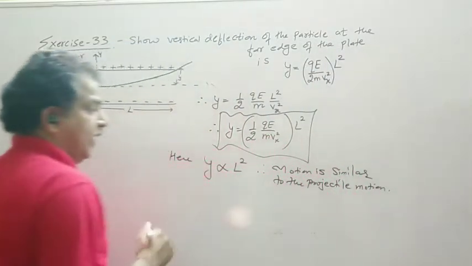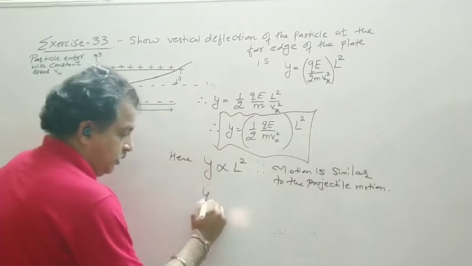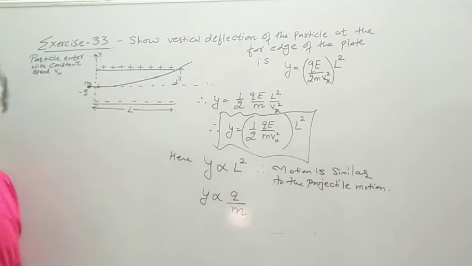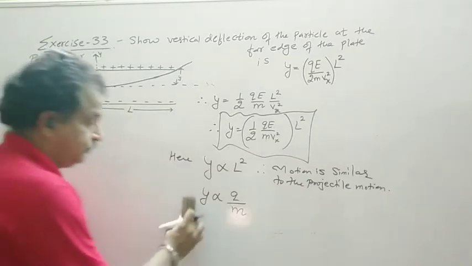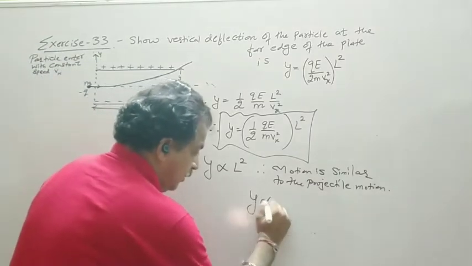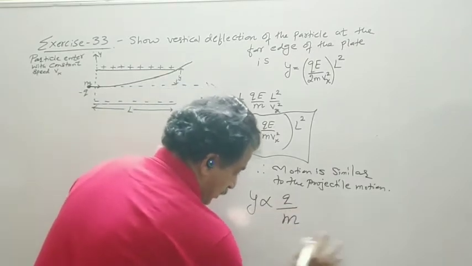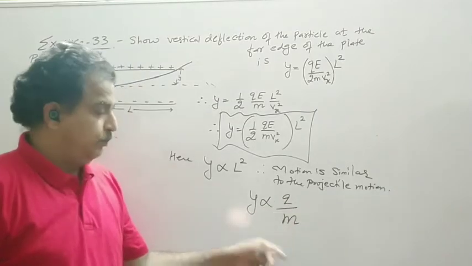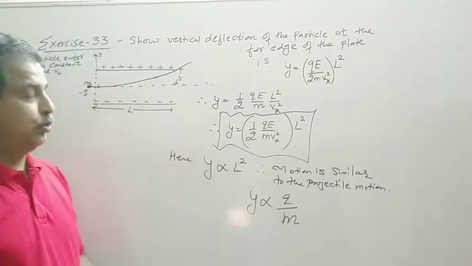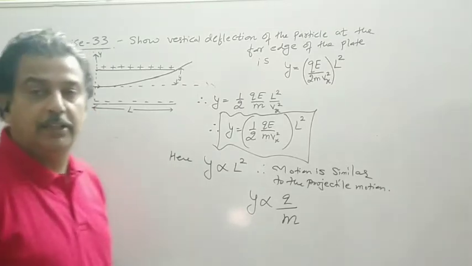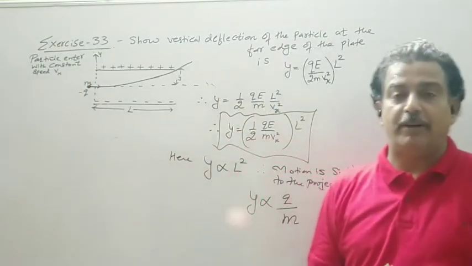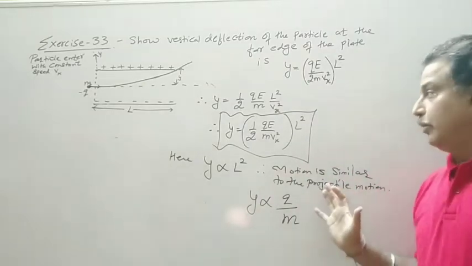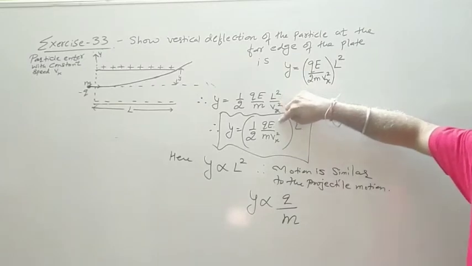Also you can see that this deflection is also directly proportional to q by m. So the particle having a q by m ratio more will be deflected more. So whenever different particles are given, like a proton, electron, alpha particles, you have to find out the ratio q by m, because the electric field for all the particles will be the same.